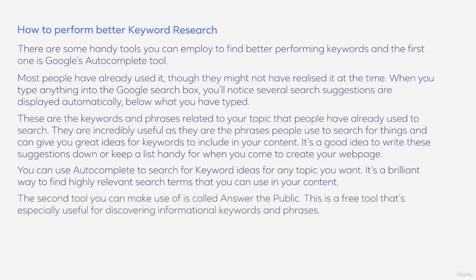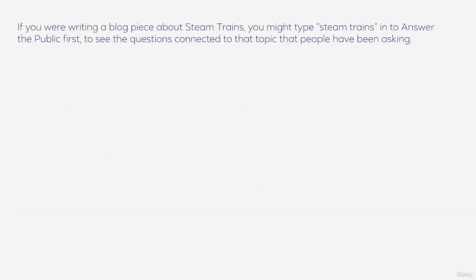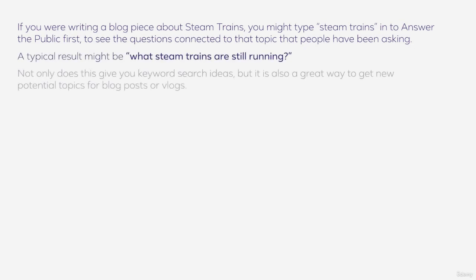The second tool you can make use of is called Answer the Public. It's a free tool that's especially useful for discovering informational keywords and phrases. If you are writing a blog piece about steam trains, you might type steam trains into Answer the Public first, to see the questions connected to that topic that people have been asking. A typical result might be what steam trains are still running. Not only does this give you keyword search ideas, but it's also a great way to get new potential topics for blog posts or vlogs.